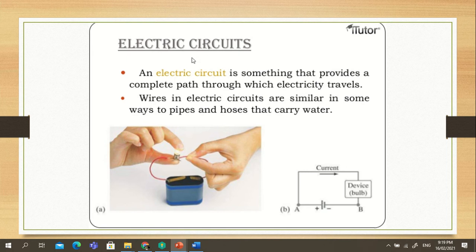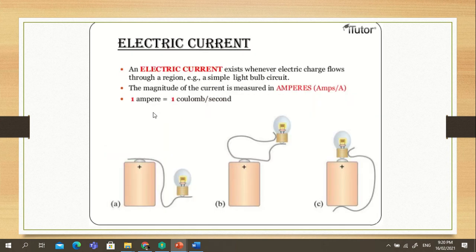So, electric current circuits. An electric circuit is something that provides a complete path through which electricity travels. So that's what I mentioned a while ago. In order for the light bulb to be lighted, there should be a complete path through which electricity travels. Otherwise, there will be no light in the bulb if there's no complete path, like shown in the picture here. No? There's no complete path here.